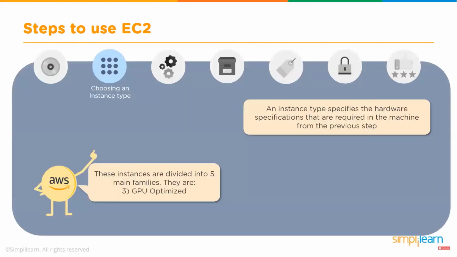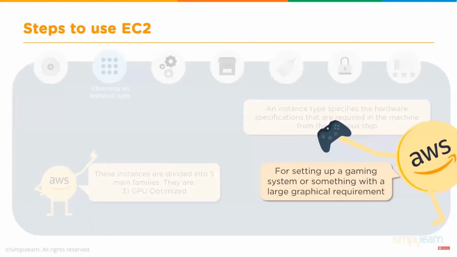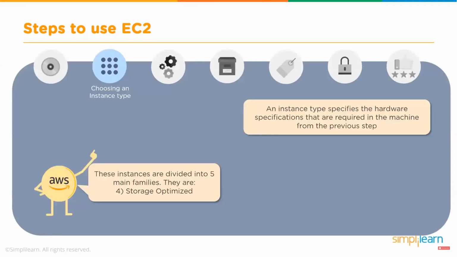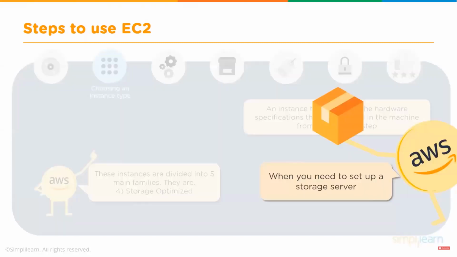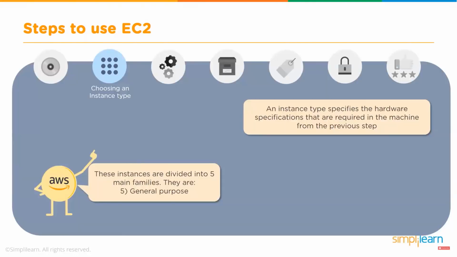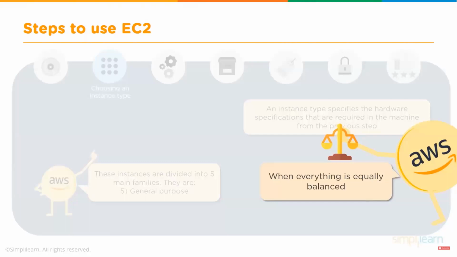And the third one is the instance that comes with a GPU, otherwise called GPU optimized. GPU stands for graphics processing unit, and this is very good for applications that deal with gaming. This is very good for applications that are going to have large graphical requirements. And storage optimized is the fourth option. Just like the name says, this is a very good use case for storage servers. And the fifth family type is general purpose. Just like the name says, it's for general purpose.